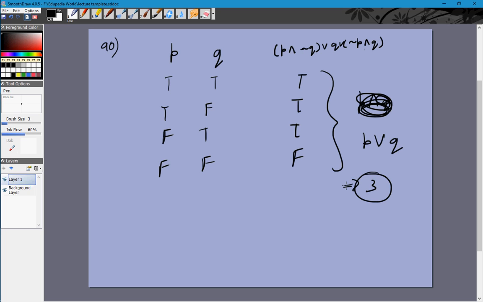This completes the solutions for the 2016 JEE Mains Mathematics paper. Thank you.